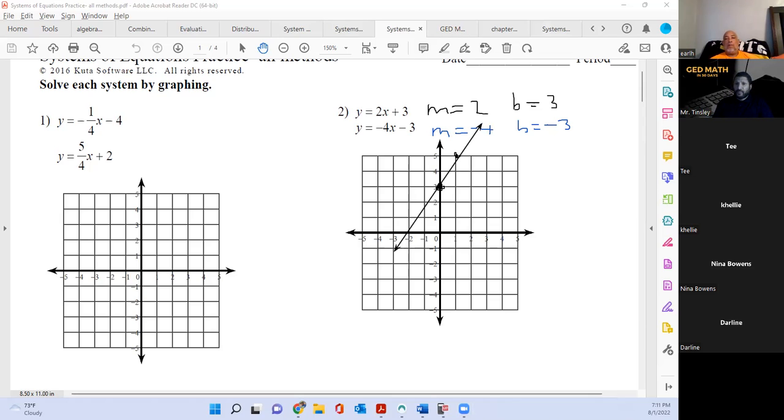Now in blue, my y-intercept is -3. So my first point is going to be the y-intercept, which is -3. My slope is -4. So remember, -4 could be -4 over 1 or 4 over -1. In this case, if you notice, we can't go down 4. So we're going to go up 4: 1, 2, 3, 4, and to the left 1.